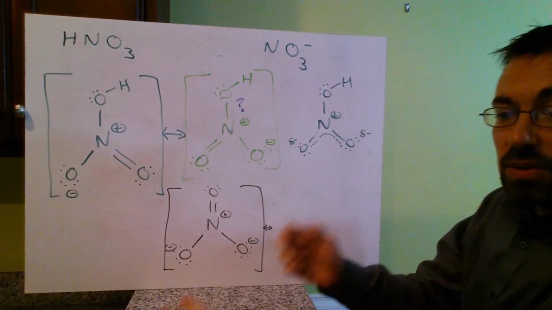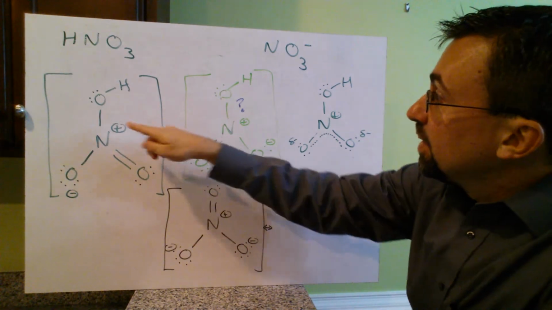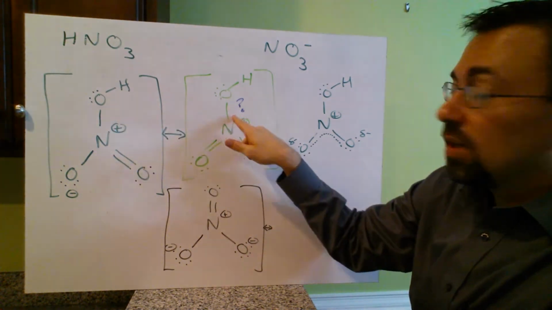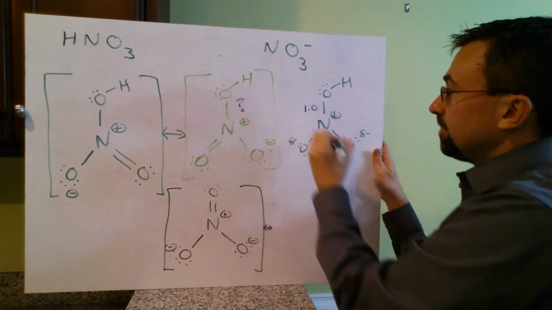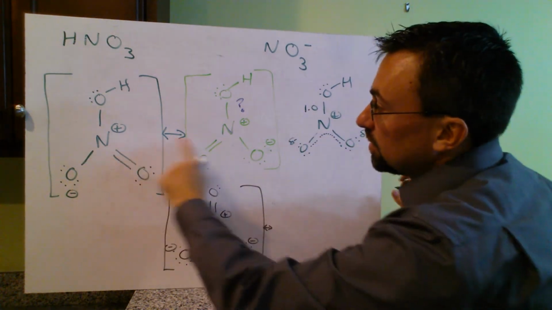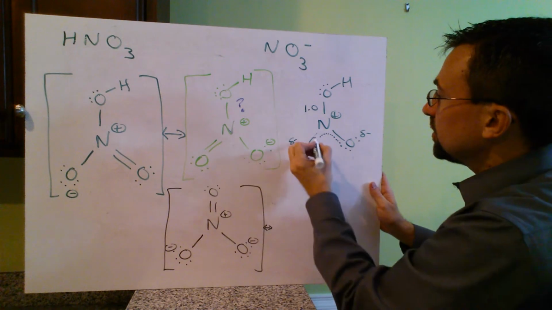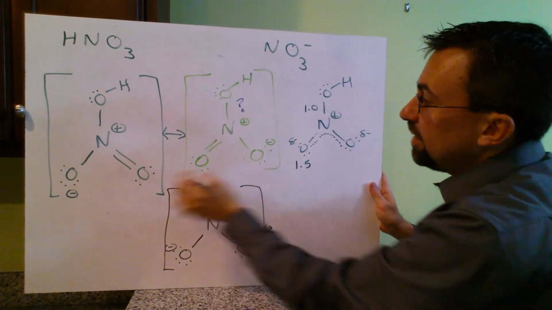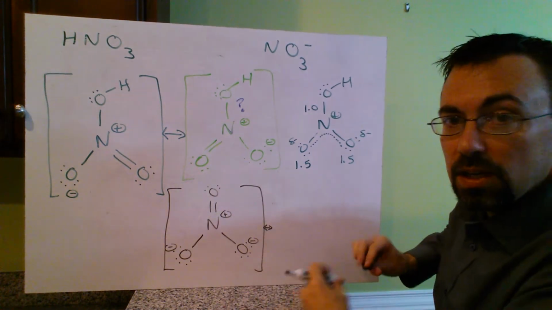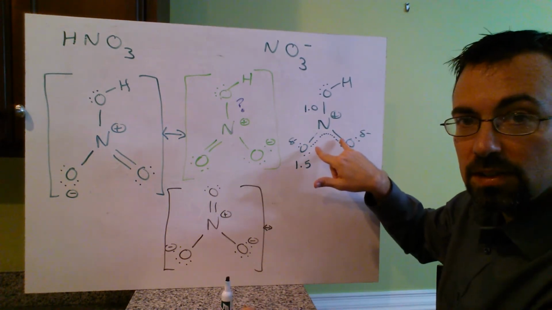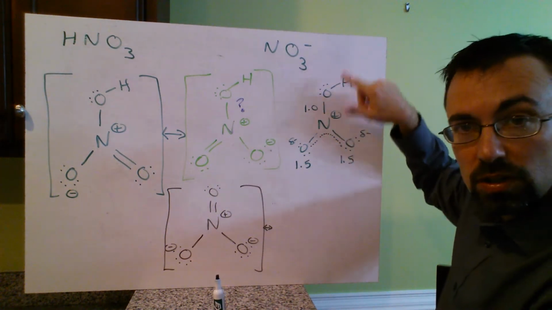If we were to do bond order on this, bond order across the top, oxygen, nitrogen, 1 and 1, 2 divided by 2, so there's a bond order of 1.0 here. If we look at this, 1, 2, 3, divided by 2 pictures, bond order of 1.5. So we would expect to see what? 2 shorter, stronger bonds, and then the one attached to the hydrogen is going to be longer and weaker.